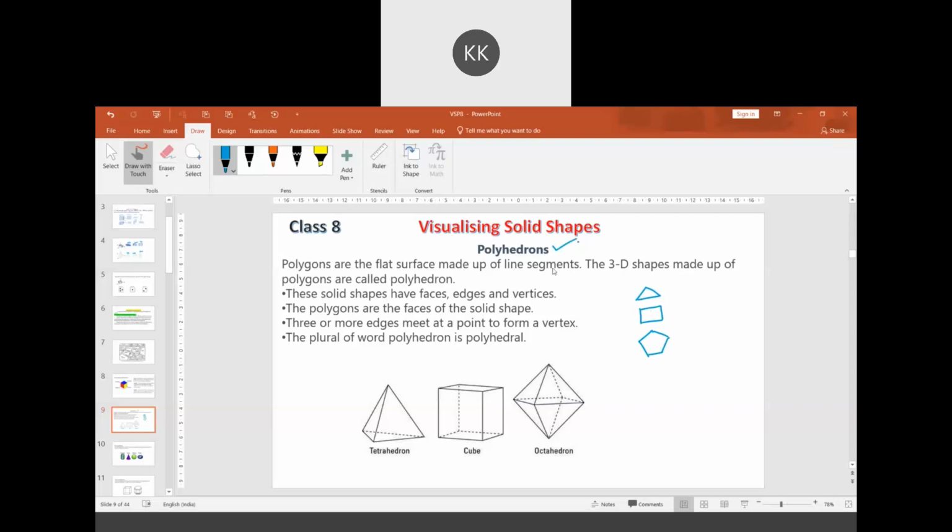Now, what is a polyhedron? A polyhedron is different from a polygon. A polygon is a two-dimensional one. It's a plane figure. A polyhedron is a 3D shape. It is made up of many polygons. Here you can see there's a tetrahedron. Tetra refers to 4.